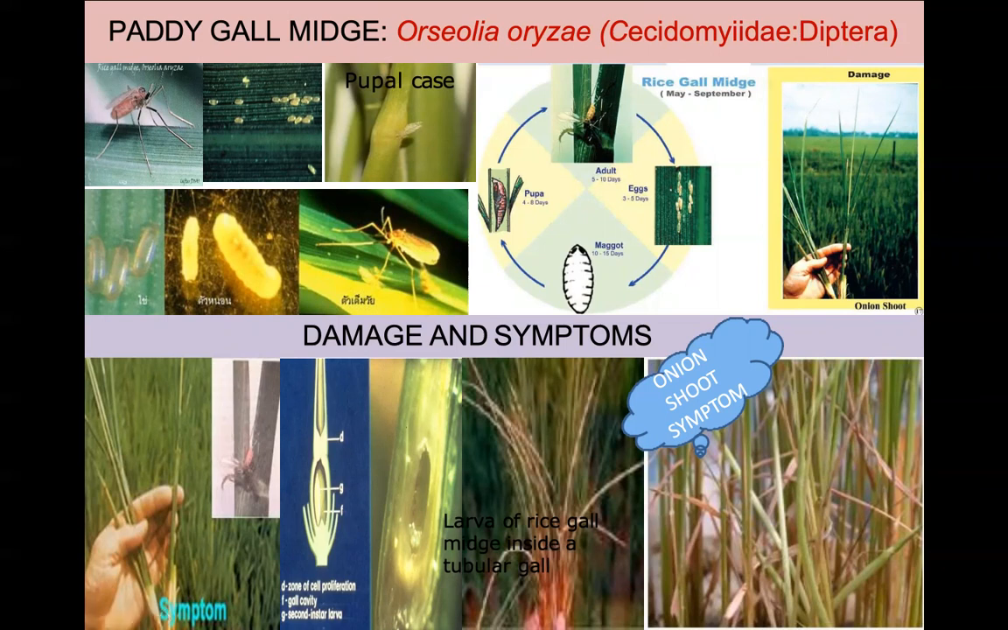So they will not be able to bear a fruit. They are not able to bear a panicle, the rice panicle. So in that condition, the long shoot which has developed due to the effect of gall formation is called the onion shoot. So this is also one of the major pests of rice.